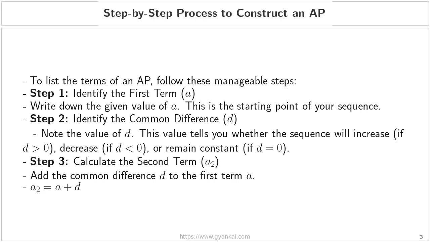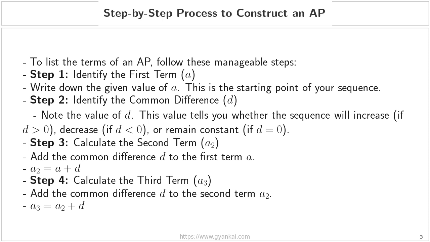In step 3, we calculate the second term, which we call a sub 2. To find this, you simply take your first term, a, and add the common difference, so a sub 2 equals a plus d. Moving to step 4, we calculate the third term, or a sub 3. The process remains the same. You take the term you just found, a sub 2, and add the common difference to it. This gives us a sub 3 equals a sub 2 plus d.